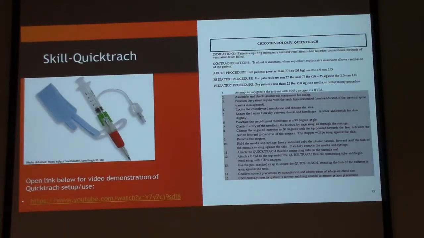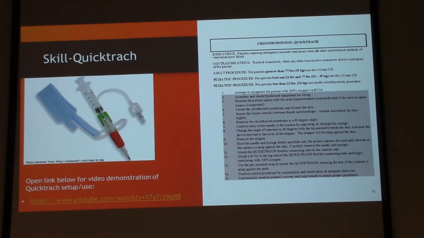If it comes down to the point with these kids that we cannot get an airway, we may have to resort to our quick trachs. The 4.0 quick trach is used for anybody greater than 76 pounds or 35 kilos. The 2.0 is 22 pounds or 10 kilos up to 77 pounds, 35 kilos. Anybody under 22 pounds, we're going to go ahead and use our needle cricks. But remember, a needle crick can be used on anybody if necessary.